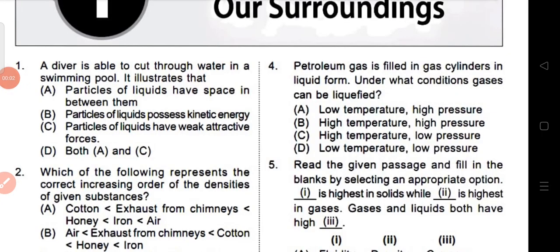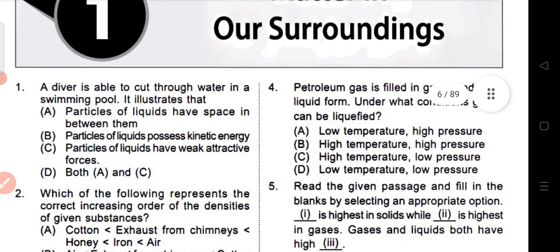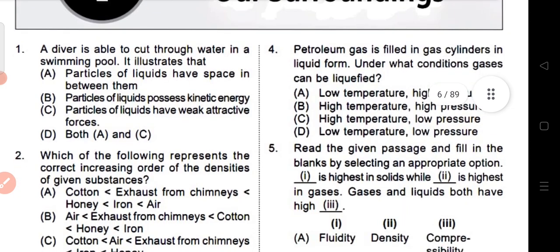Hello students, so today we will start the chapter Matter in Our Surroundings. This is the National Science Olympiad book of class 9. So those who have applied for the Olympiad of class 9 can follow the video.